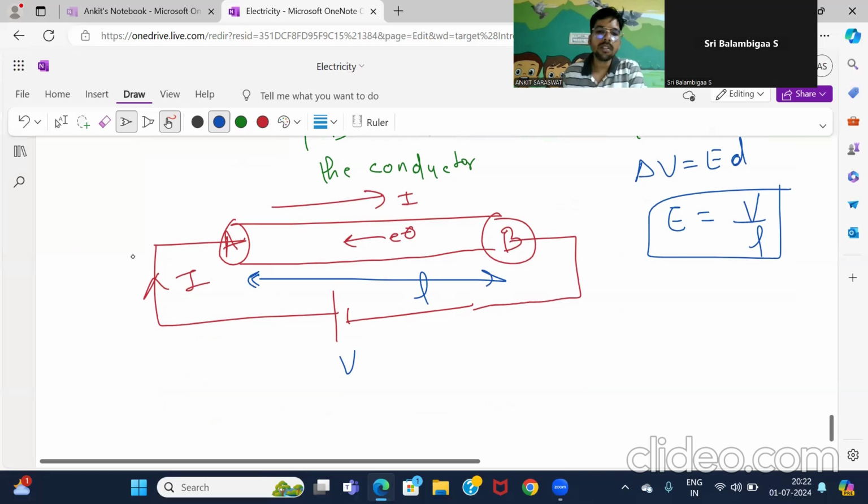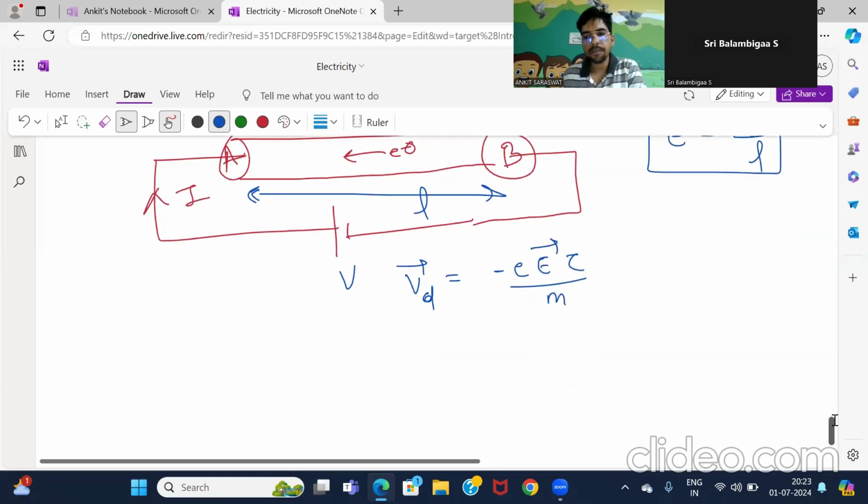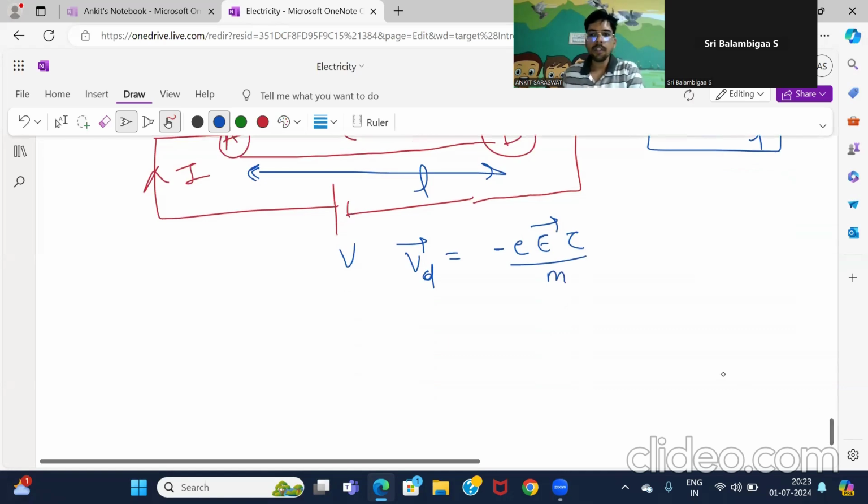This entire voltage is going to drop across A and B. Simply, the formula for VD is what? Minus E tau by m.